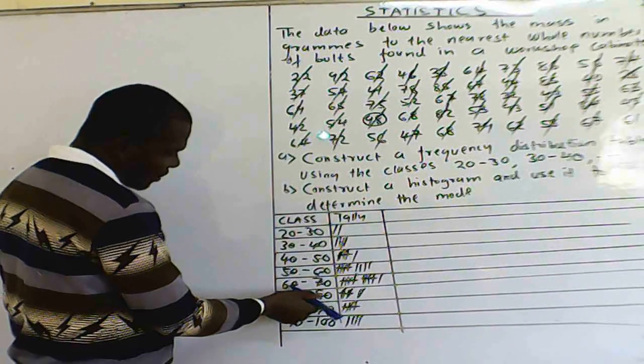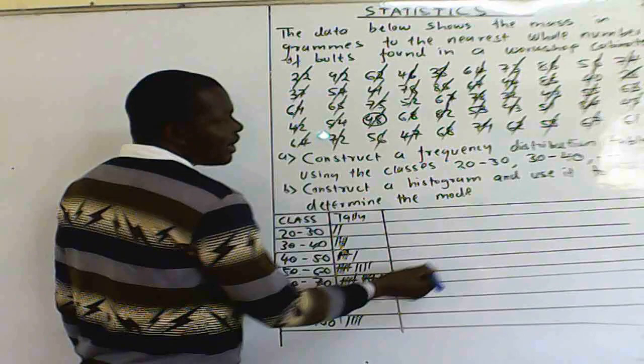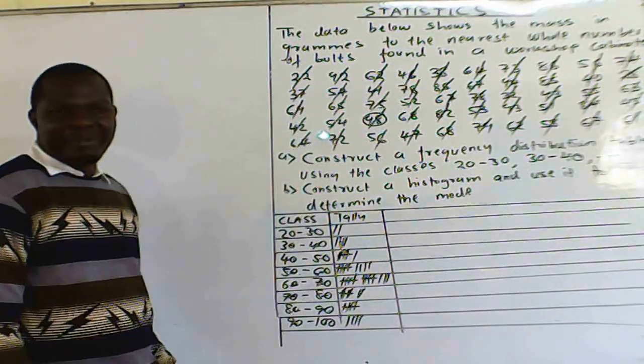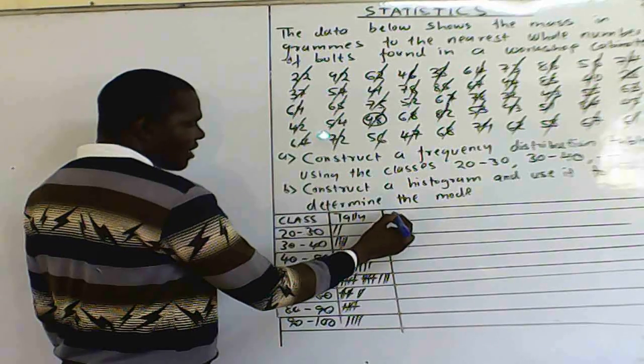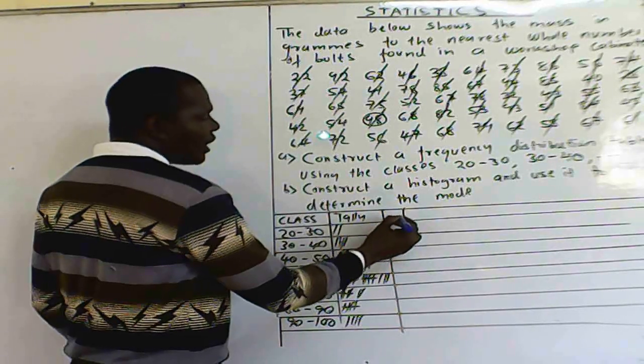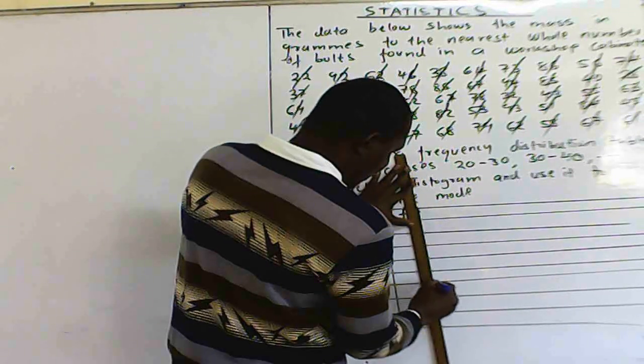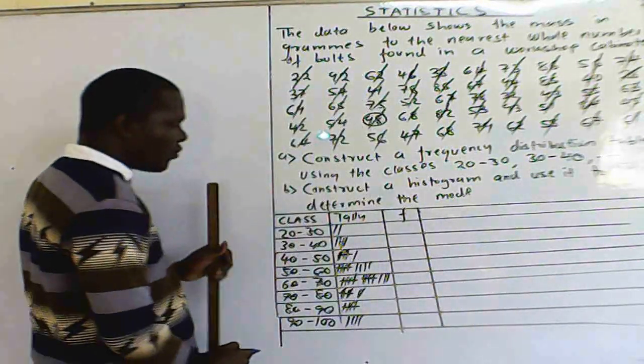67 is between 60 to 70. Then 61 is between 60 to 70. You counted everything. So from there you can now get the frequencies, isn't it? So what are the frequencies?